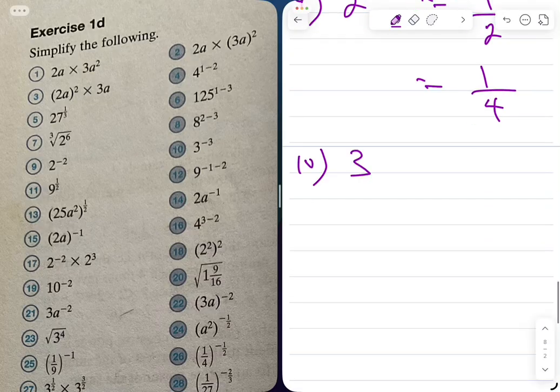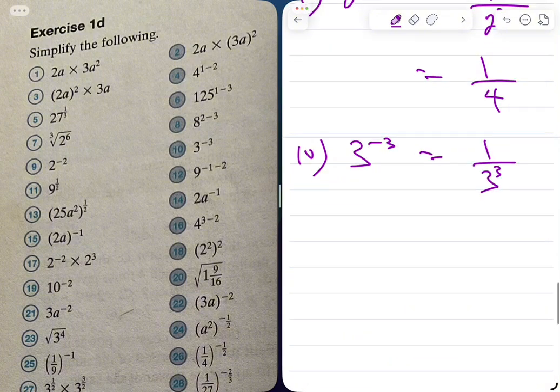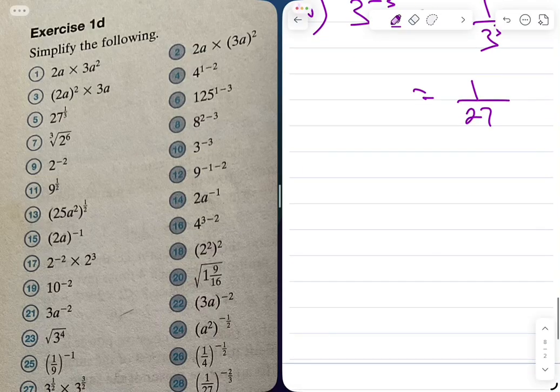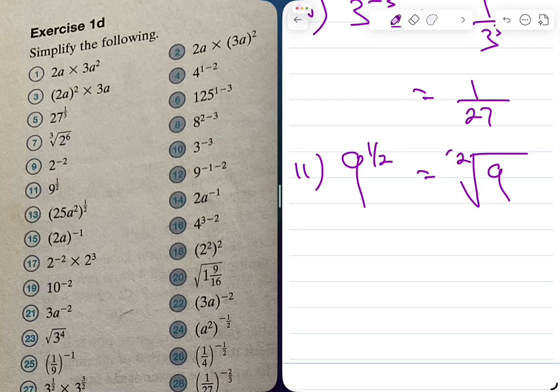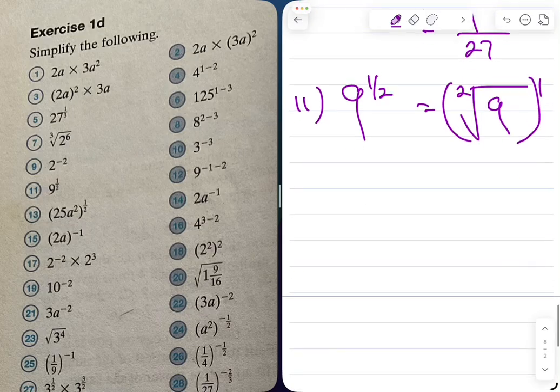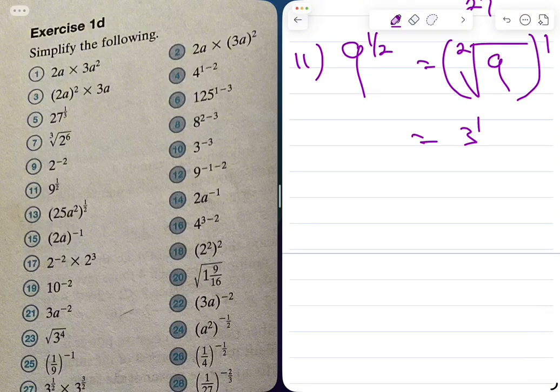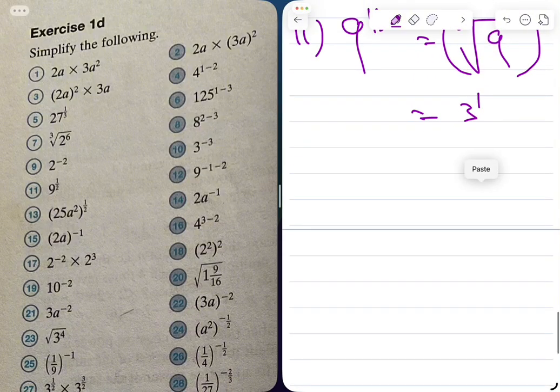Number 10. 3 raised to power minus 3 is the same as 1 over 3 raised to power 3, which simply means 1 over 27. 11. 9 raised to power 1 over 2 is the same as the square root of 9 raised to power 1. The square root of 9 is 3, and that's 3 raised to power 1, which is equal to 3.